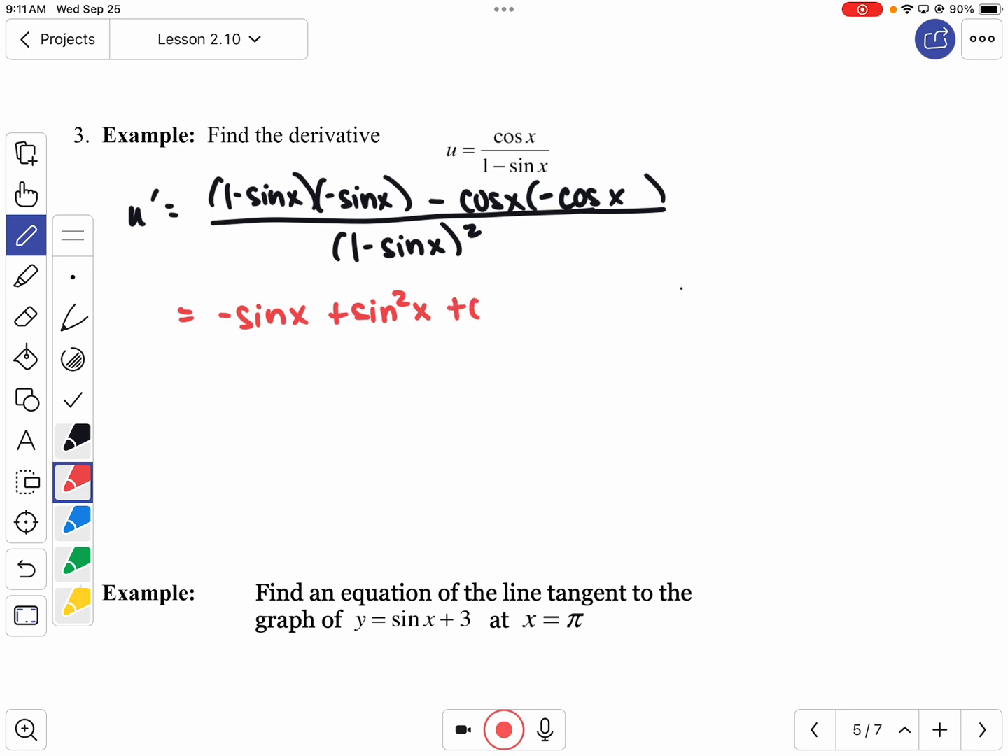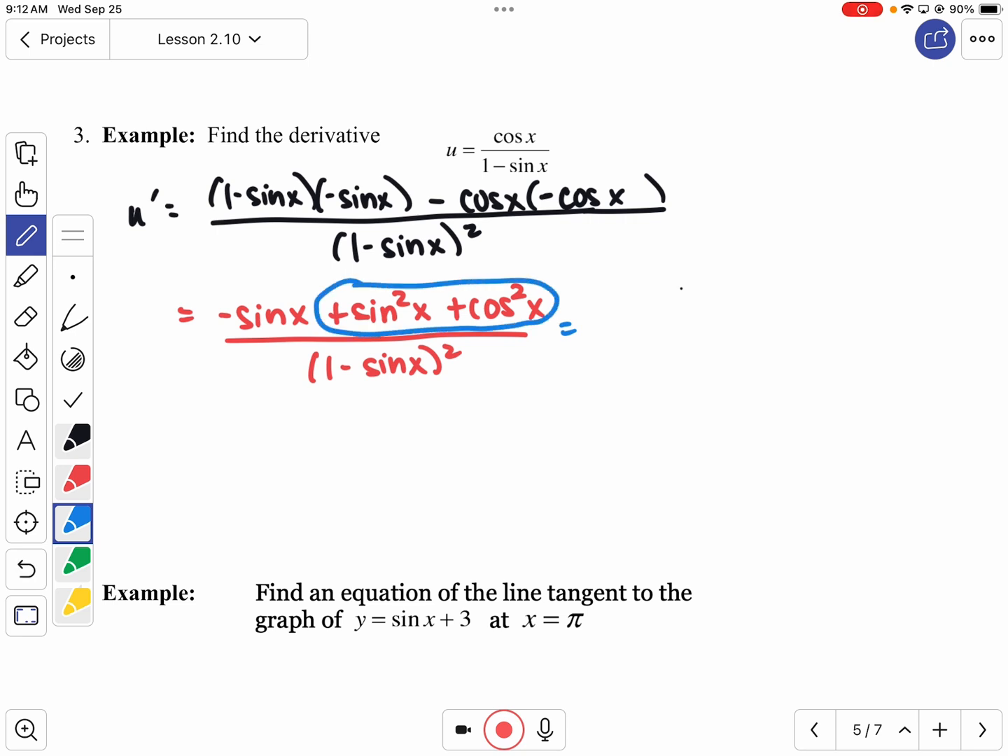That's going to give me a plus cosine squared over (1 minus sine x) quantity squared. Okay, this is where we look for trig identities. Can I simplify things? Do you see anything up there that's a trig identity? Sine squared plus cosine squared is equal to 1. So I have 1 minus sine over (1 minus sine) the whole thing squared.